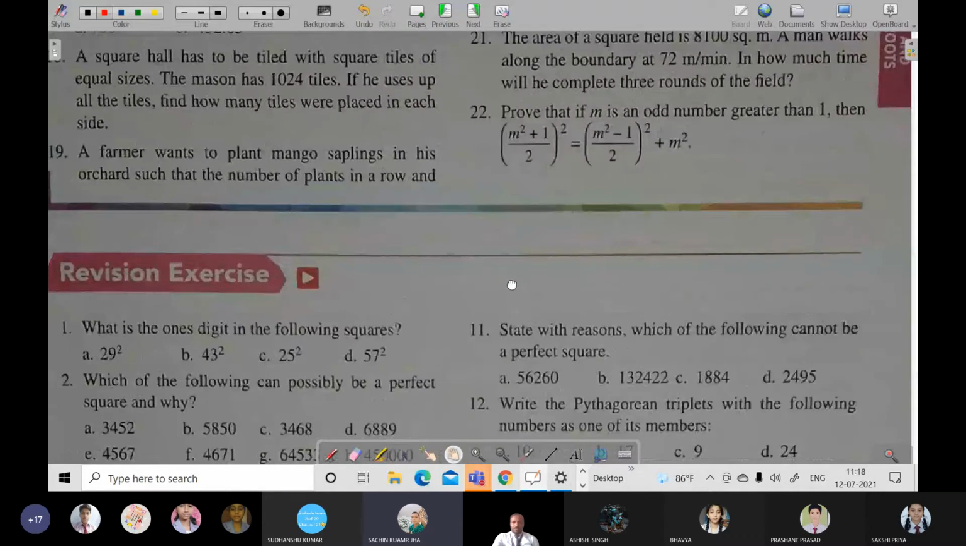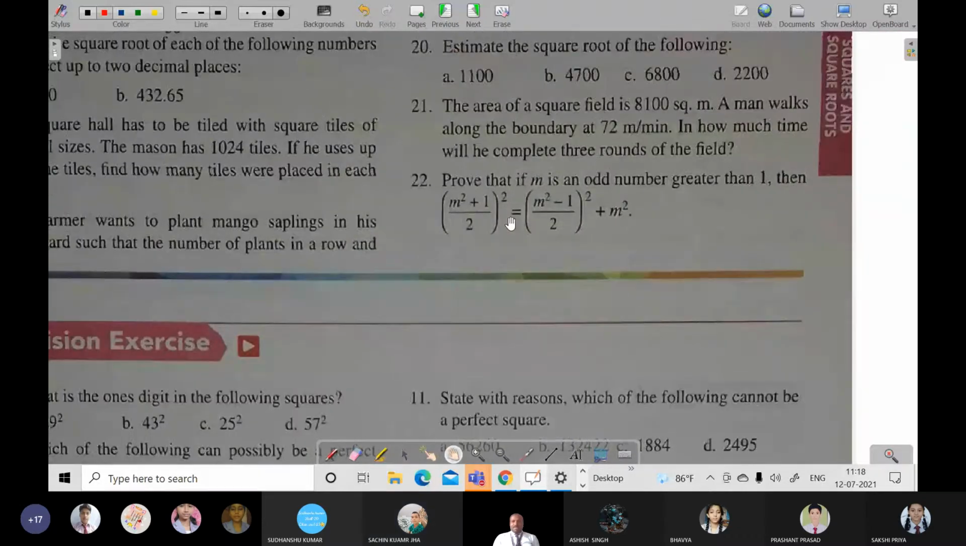Okay. The area of a square field is 8100 square meter. A man walks along the boundary at 72 meter per minute. That means the man is covering 72 meter distance in 1 minute. In how much time will he complete 3 rounds of the field? Now here it is asking 3 rounds of the field, in how much time it will be completed. So do you know what you will be finding at first over here?